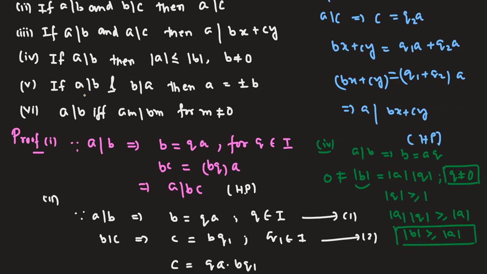Coming to result 5, since a divides b, we can write mod of a is less than or equal to mod of b. Since b divides a, we can write mod of b is less than or equal to mod of a. So if I combine these two, we can write mod of a is equal to mod of b, or you can say that a is equal to plus or minus b. Okay, now this result 6 I have given you as homework. Try to solve result 6.